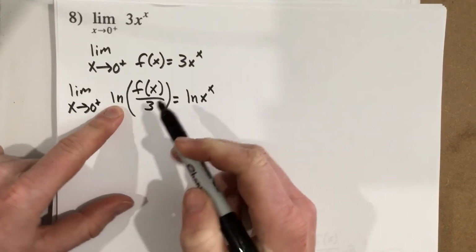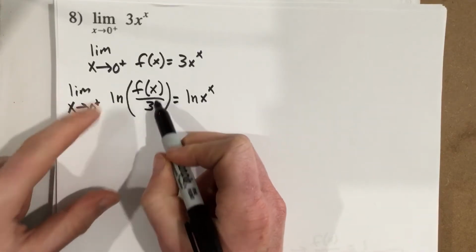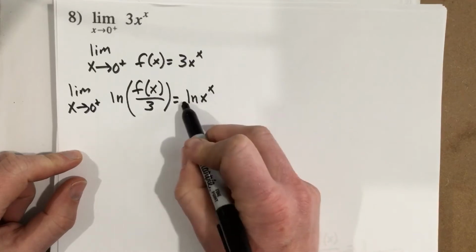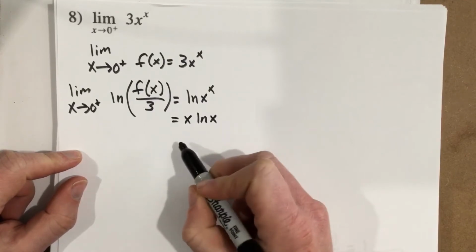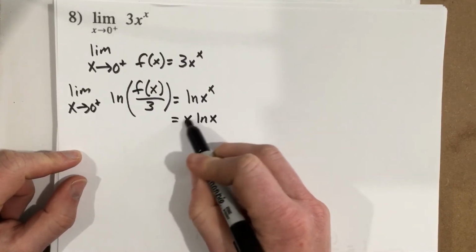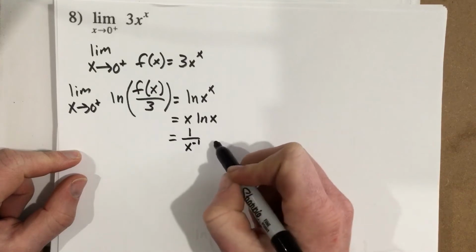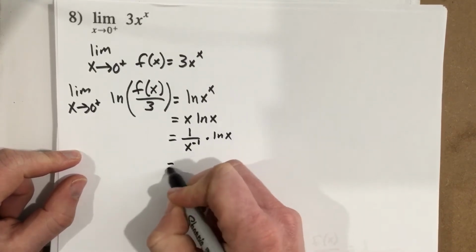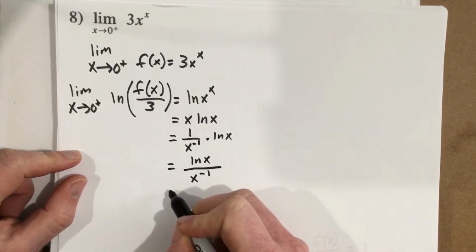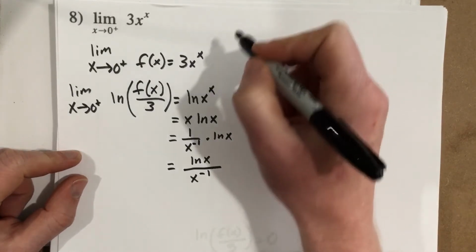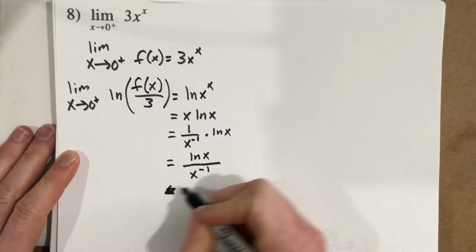Now, keep in mind, whatever limit we find on this side is for the natural log of this. We have to go back and do some work right at the end. Let's bring the x to the front, so we end up with x natural log x. We can write this x as 1 over x to the negative 1, times natural log x. So we can write this as natural log x over x to the negative 1. And then from there, we can do L'Hopital's rule.